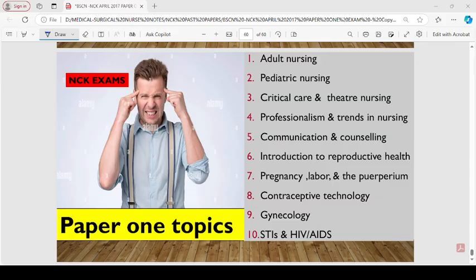Remember, these are our topic areas for testing. So we can be tested on either of the listed topics.